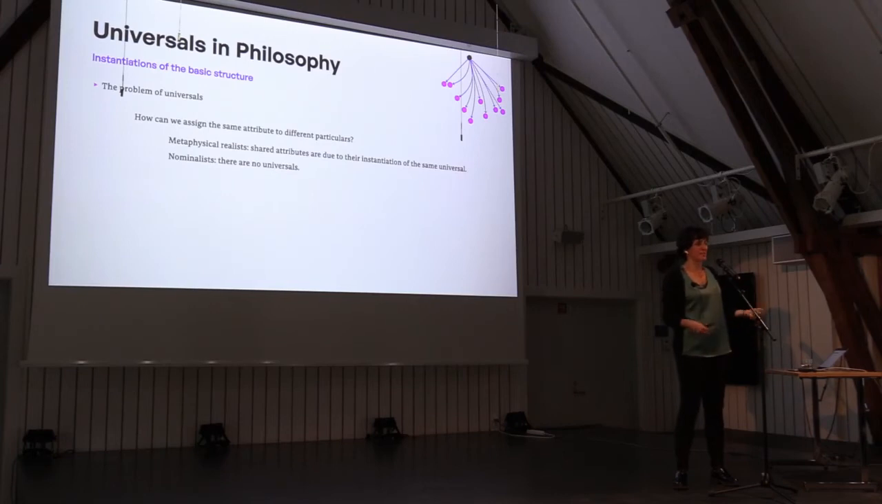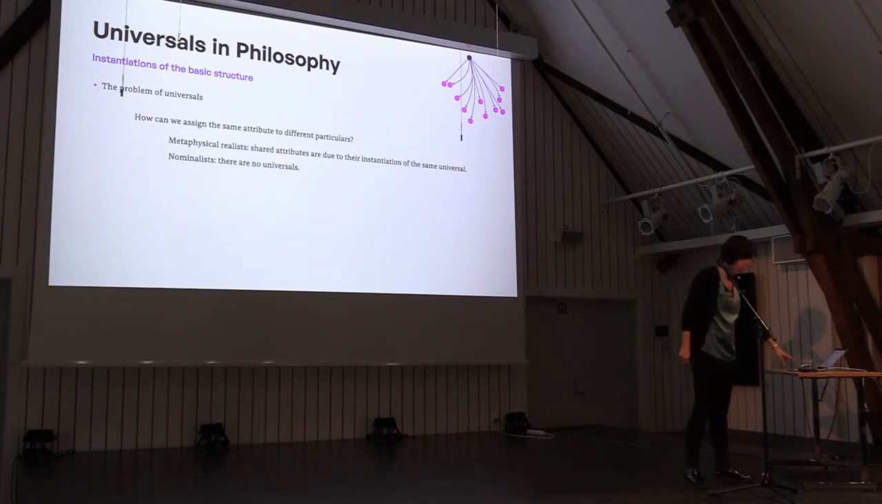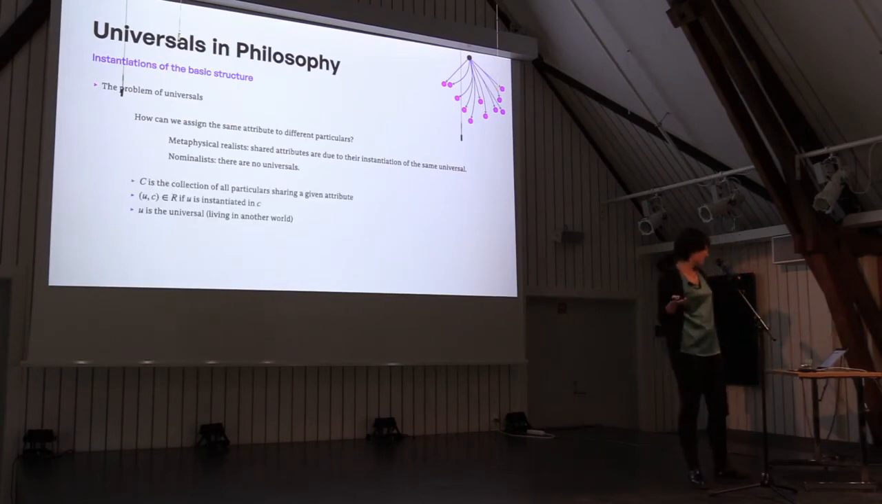And then Plato and Aristotle and others said, well, actually, this is the case because they are both instantiations of a so-called universal that lives in another world. It doesn't live in this physical world, lives outside of space and time, and it's immutable, and so on. And then the others, like nominalists, like Occam and others, say, no, there's no such thing as universals, and then they run into all sorts of problems. Okay, of course, the universals, well, C is the collection of all particulars sharing an attribute. The relation says it is instantiating that universal, and U is the universal thing.